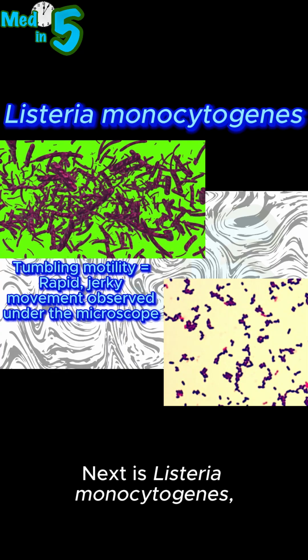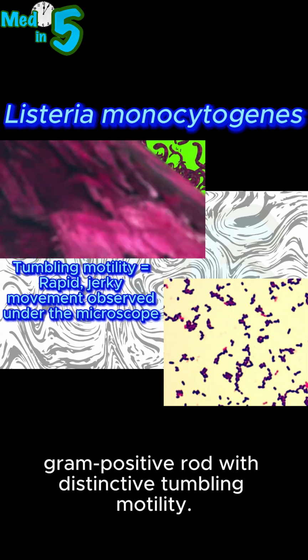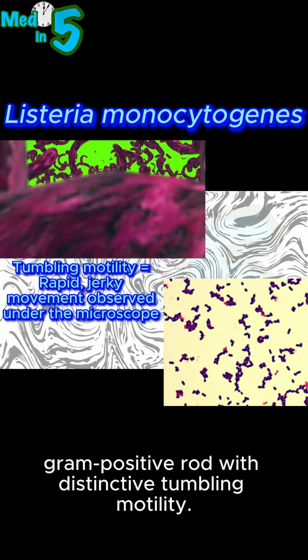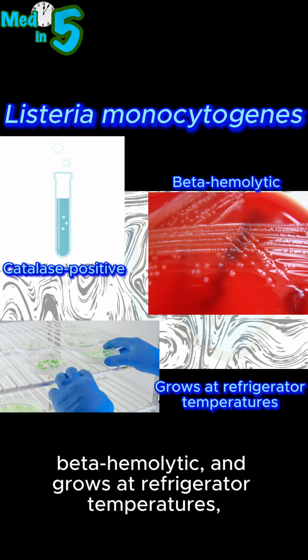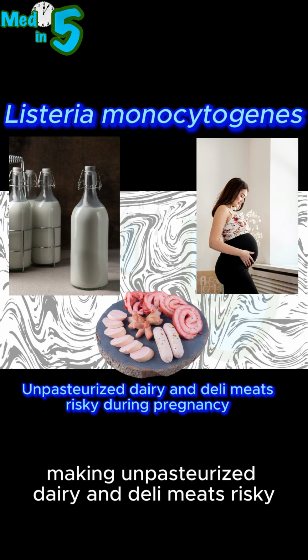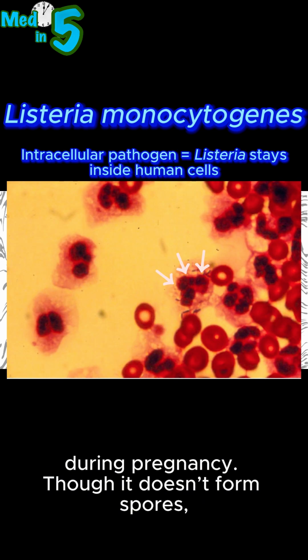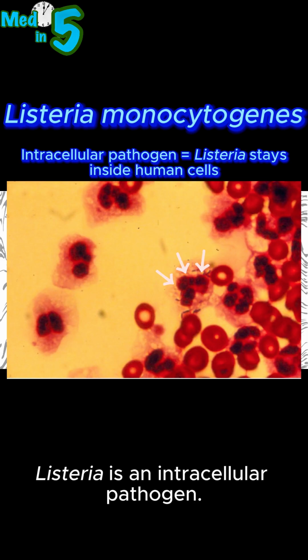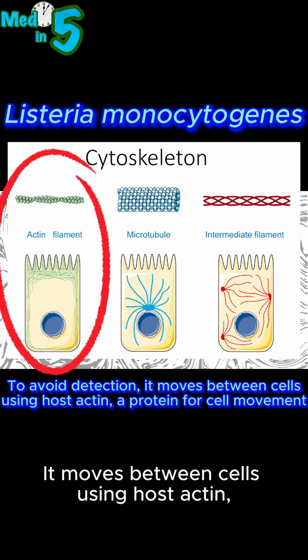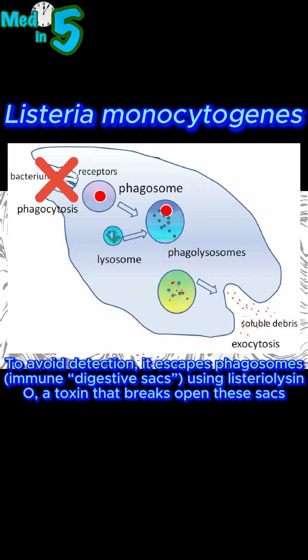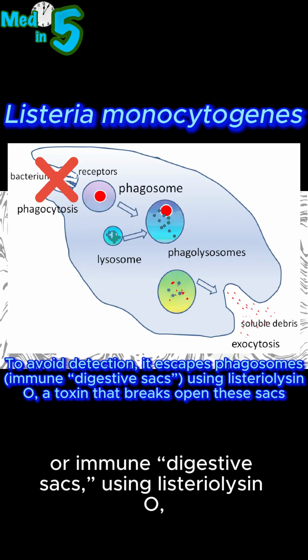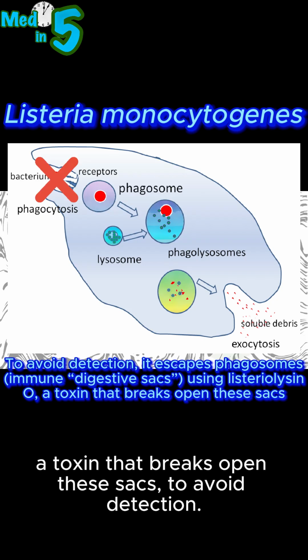Next is Listeria monocytogenes, a small, gram-positive rod with distinctive tumbling motility. It's catalase positive, beta-hemolytic, and grows at refrigerator temperatures, making unpasteurized dairy and deli meats risky during pregnancy. Though it doesn't form spores, Listeria is an intracellular pathogen. It moves between cells using host actin, a protein for cell movement, and escapes phagosomes, or immune digestive sacs, using listeriolysin, a toxin that breaks open these sacs, to avoid detection.